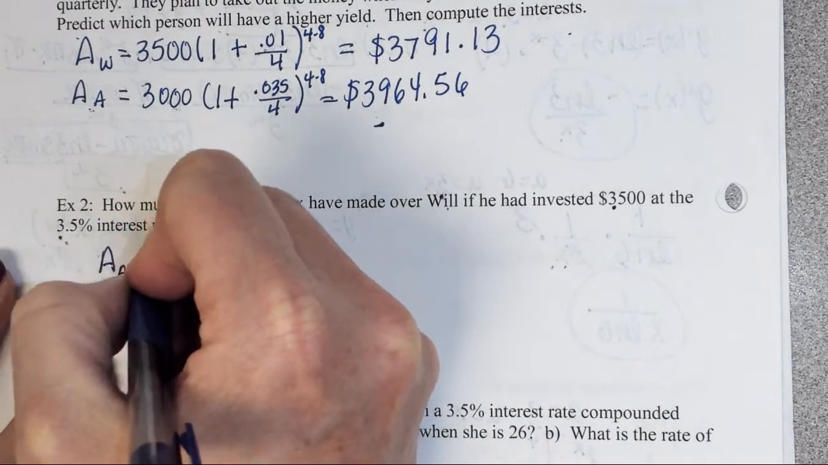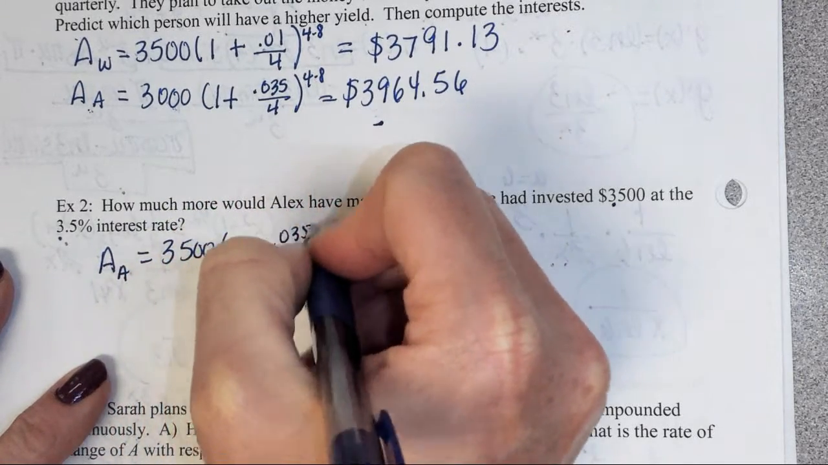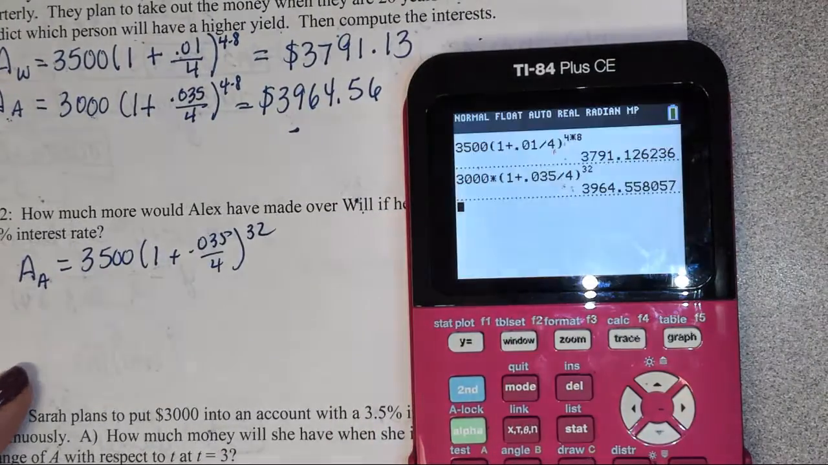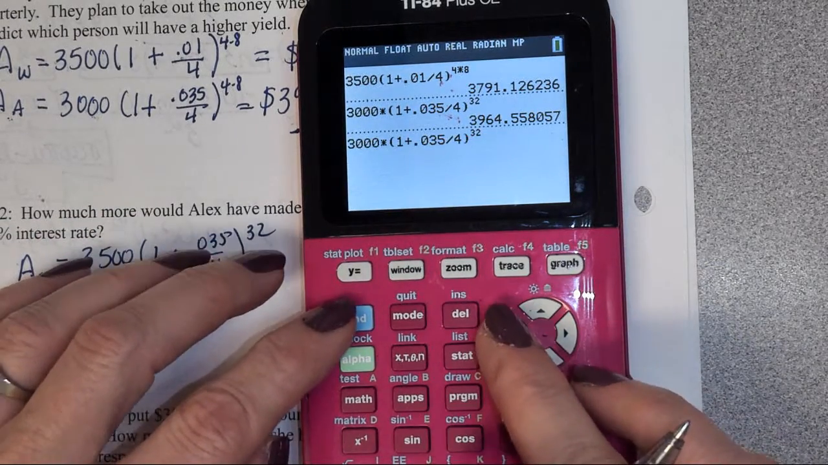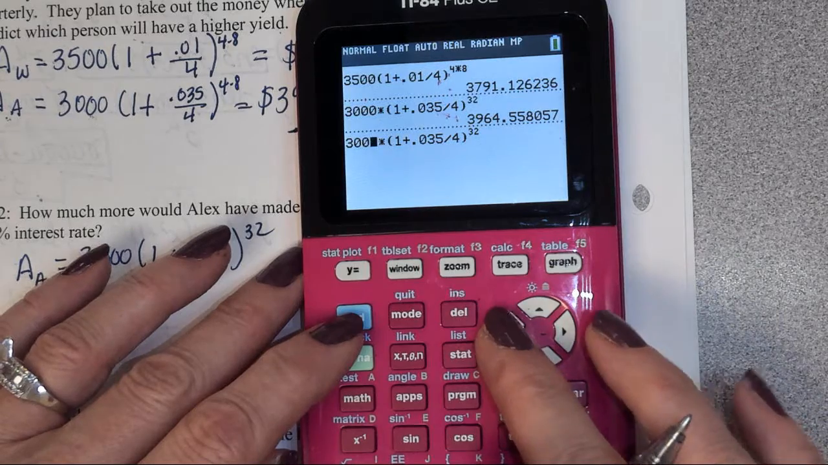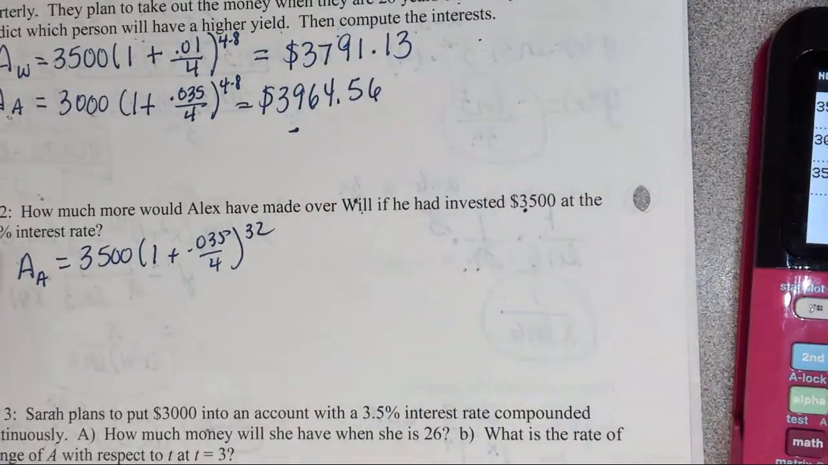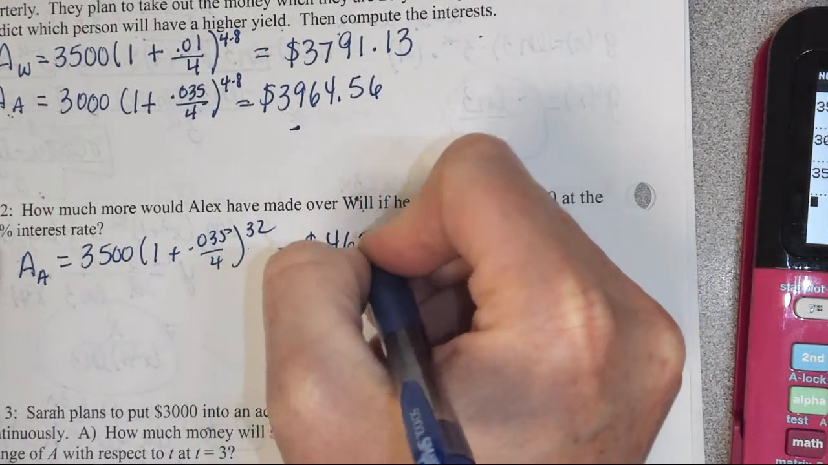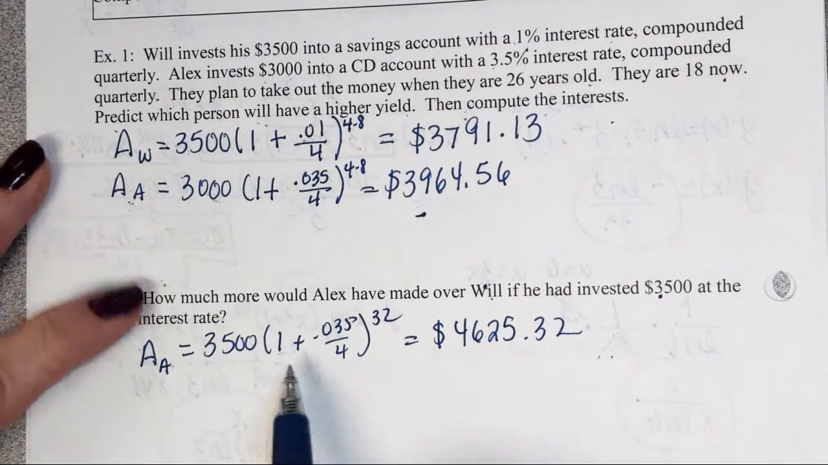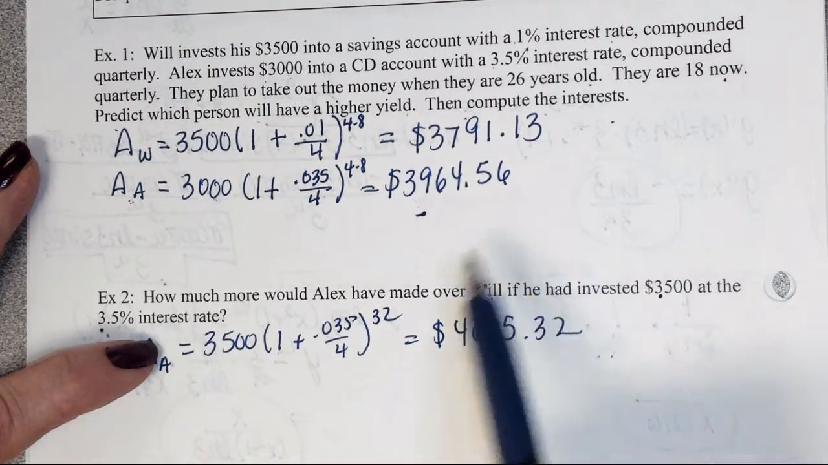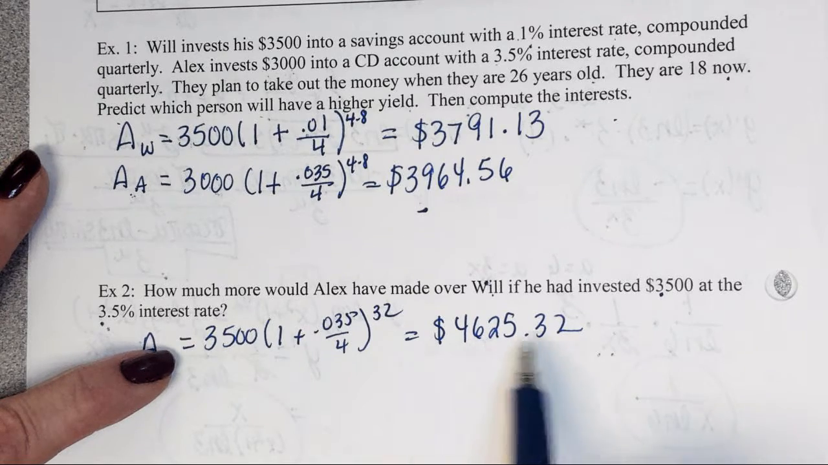So now the amount for Alex, he's going to start with $3,500, 1 plus 0.035 over 4, still raised to the 32. Watch how I can quickly do this. I can do a second entry, and all I have to do is change his 3,000 to 3,500. And now he's going to make $4,625 and 32 cents. So a big difference there. Okay, so if he can put in $500 more, then he's actually going to make over $1,000, almost $1,100 something that he'll make.